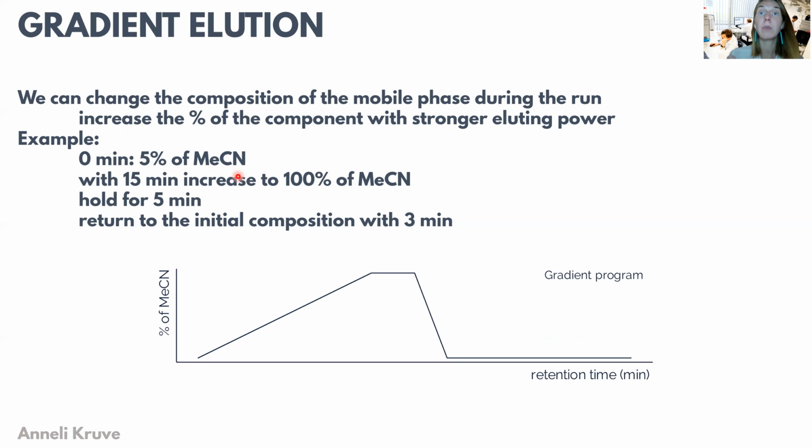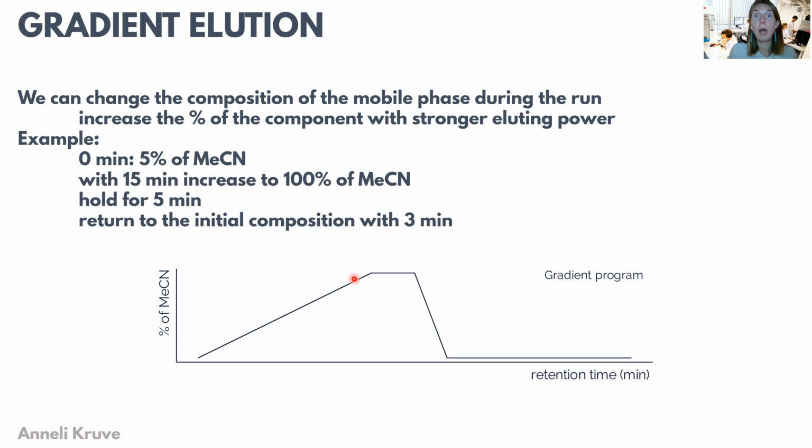Then we increase, so in this time, the eluting power of the mobile phase is increasing. We often talk about eluting power in HPLC, and the organic modifier is always the component that has higher eluting power, and the water phase has lower eluting power. So we increase the eluting power of the whole mobile phase by increasing the percentage of the organic modifier component, which has higher eluting power.